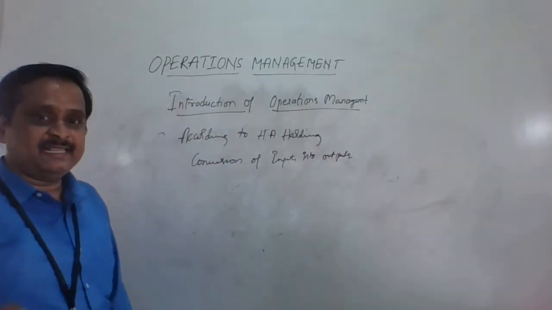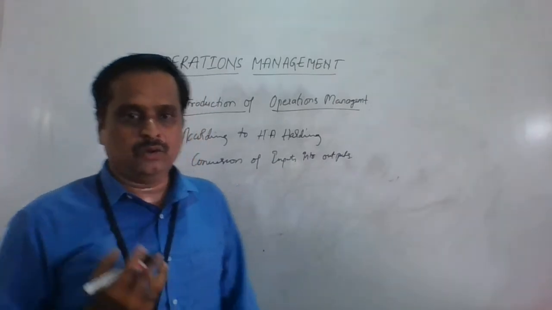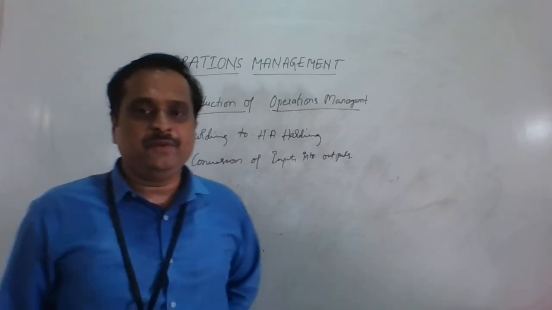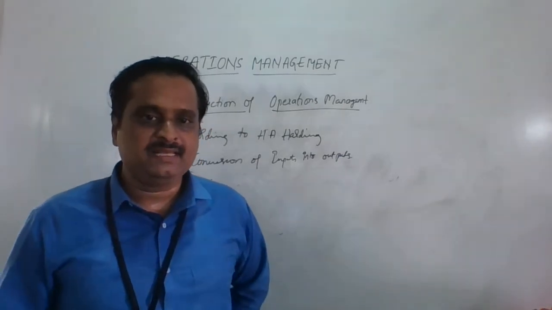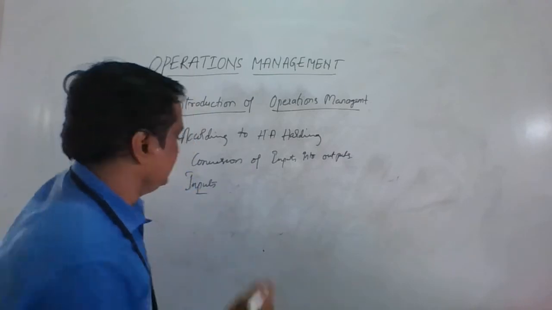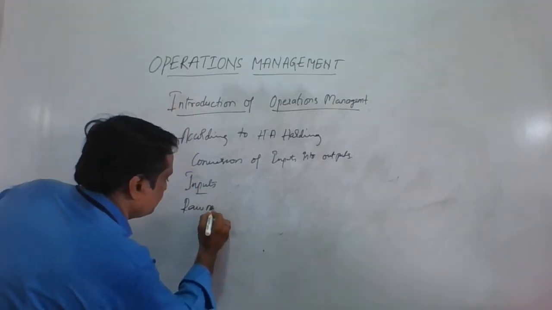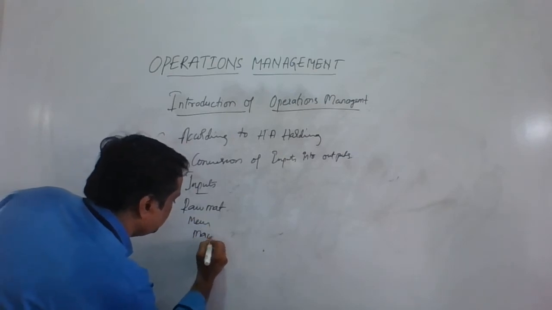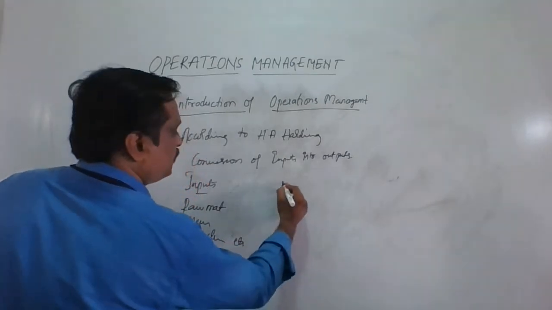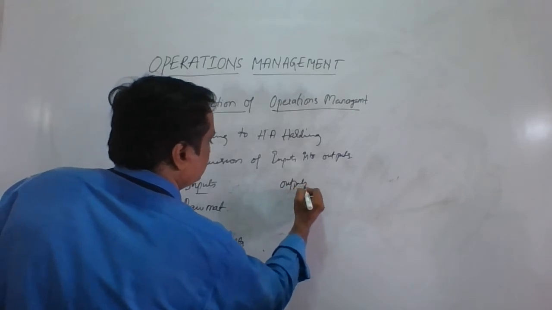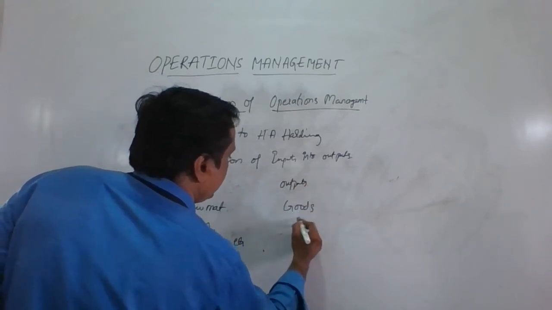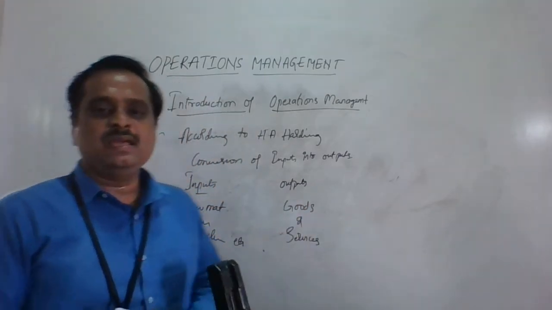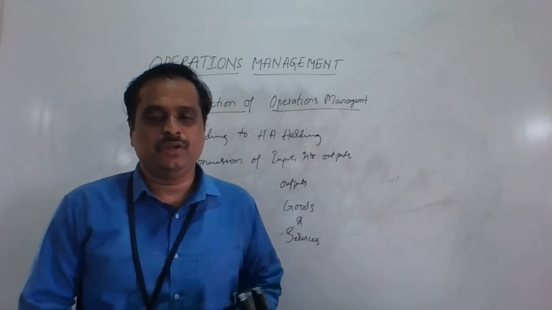Here he mentioned what the inputs and what the outputs are. Already I have explained what the inputs are. Inputs are raw materials, man, machine, method, etc. And here the outputs are goods and services. Okay, so these are the main inputs and the outputs according to H.A. Harding.